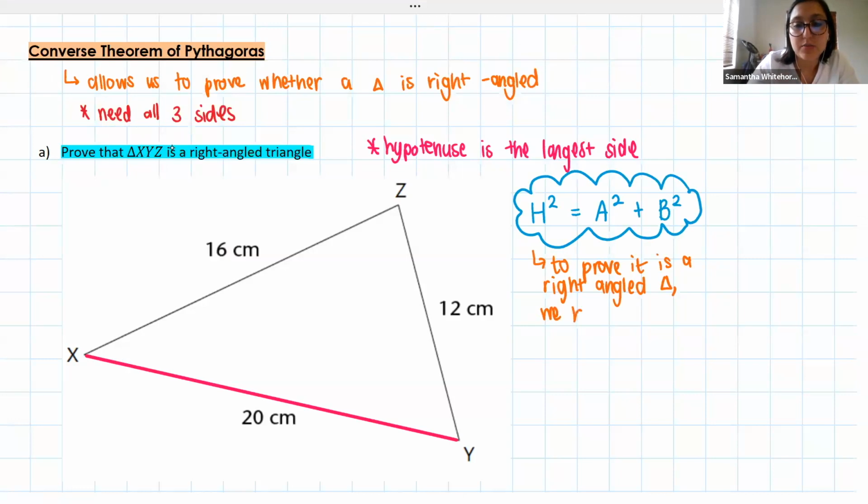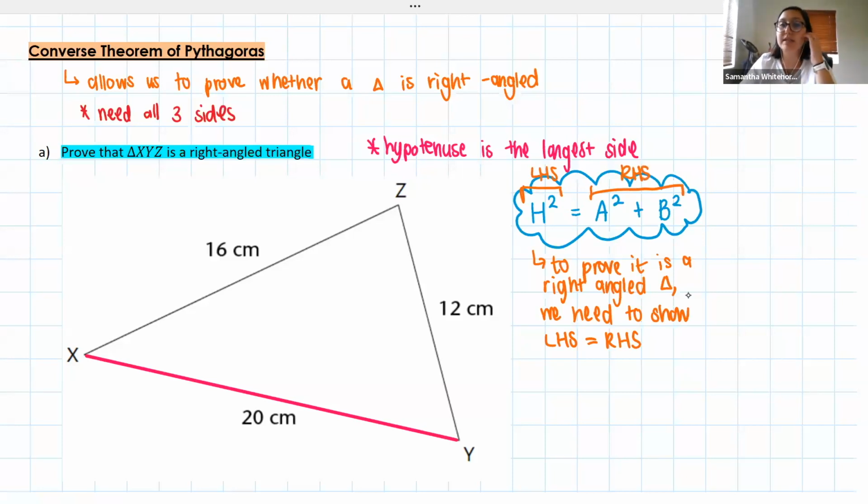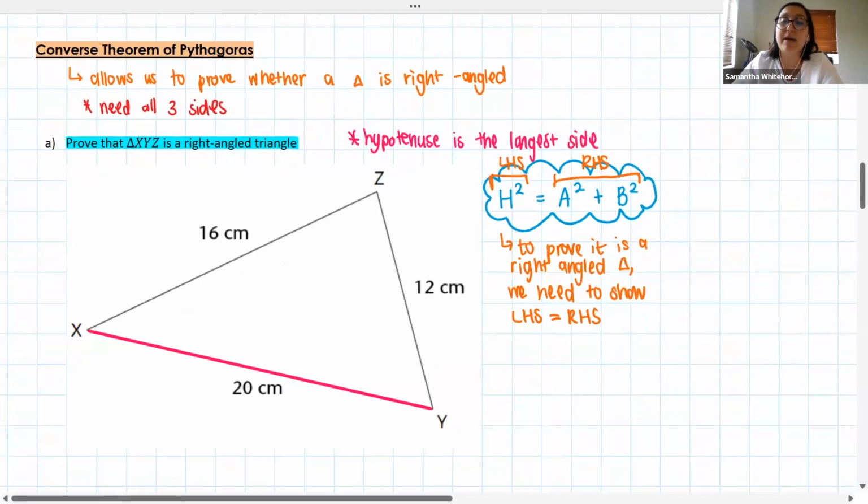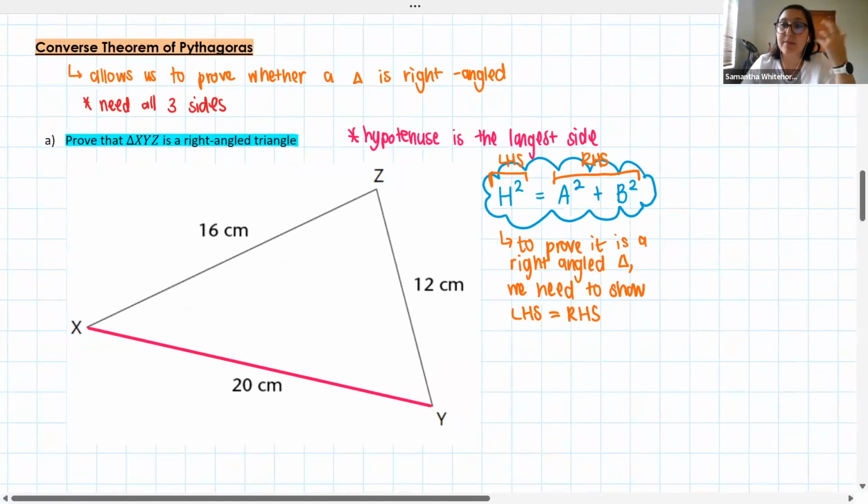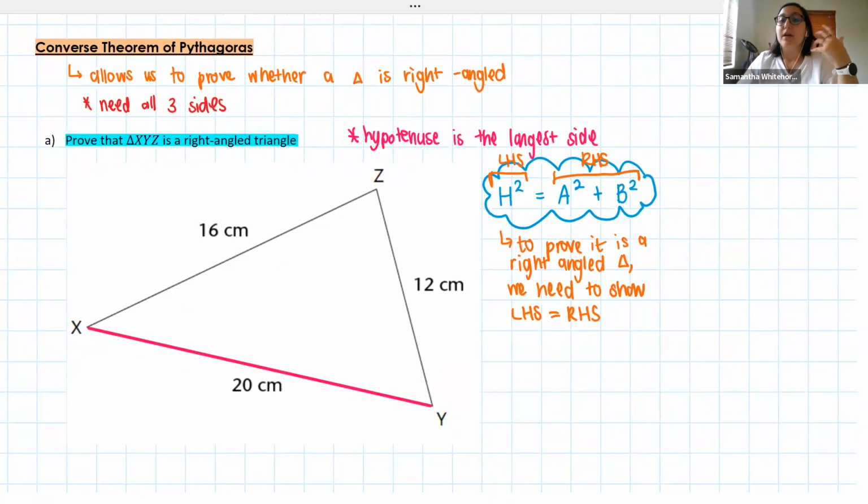we essentially need to prove that the left-hand side is equal to the right-hand side. Now, when I say left-hand side, right-hand side, this h squared is on the left-hand side of my equation. The a squared plus b squared is on the right-hand side of my equation. So basically we want to prove that my equation is actually true, that my equation is balanced and that the left is equal to the right. Now guys, we do this through substitution.